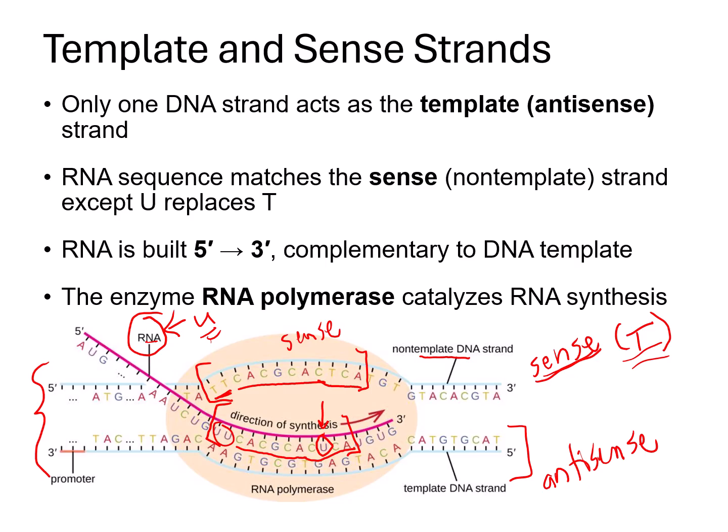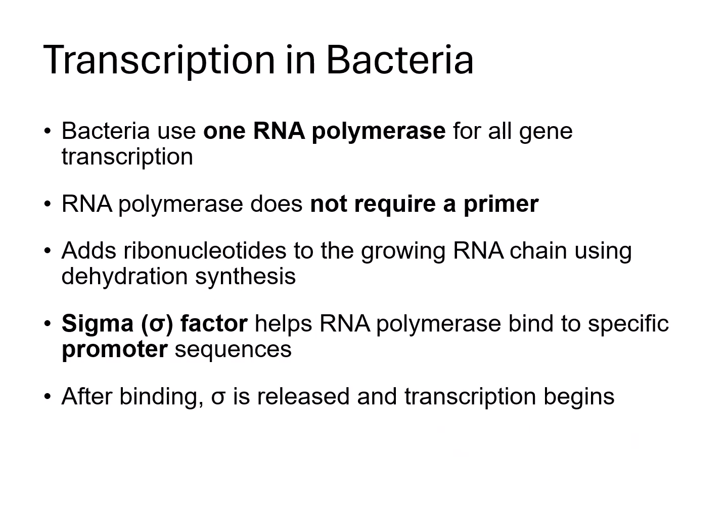RNA is also synthesized in the 5' to 3' direction. You can only add nucleotides to the 3' end by RNA polymerase, which adds complementary ribonucleotides one at a time. In bacteria, only one type of RNA polymerase handles all transcription, and unlike DNA polymerase, it does not require a primer. There is a sigma factor that helps RNA polymerase recognize a region called the promoter, a specific DNA sequence that signals where transcription should start. Once RNA polymerase binds, the sigma factor will be released and elongation begins.